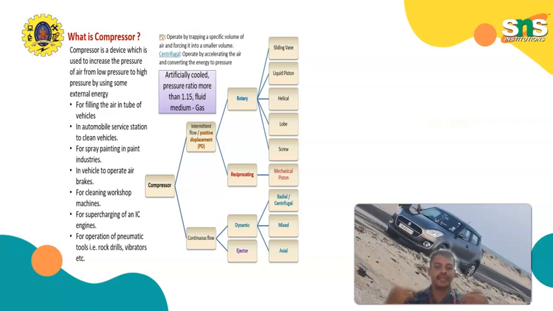Next one is the dynamic compressor. These compressors impart velocity to the gases, which is then converted into pressure. Types include the centrifugal compressor and the axial compressor. Centrifugal compressors use a rotating impeller to add velocity to the gases. Axial compressors compress the gases through a series of rotating and stationary blades.